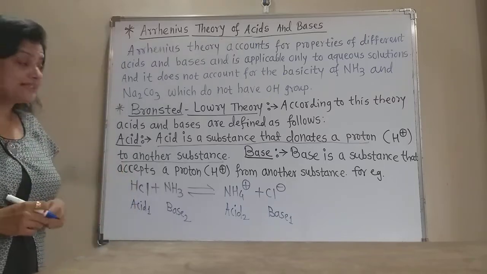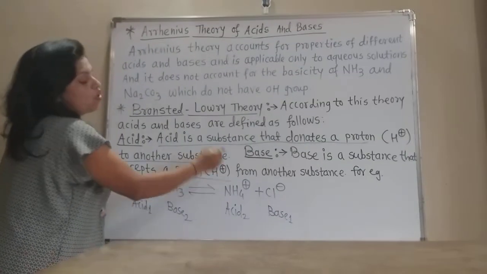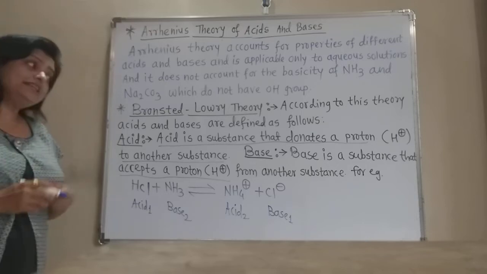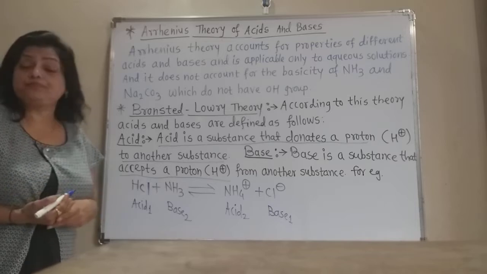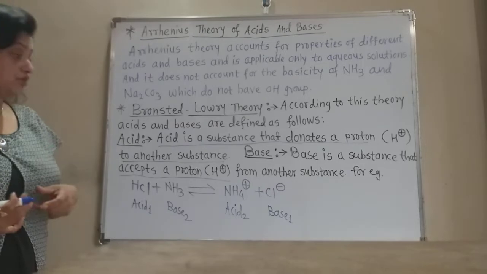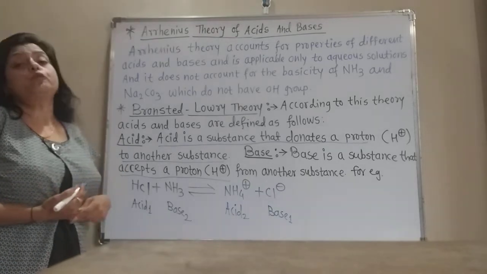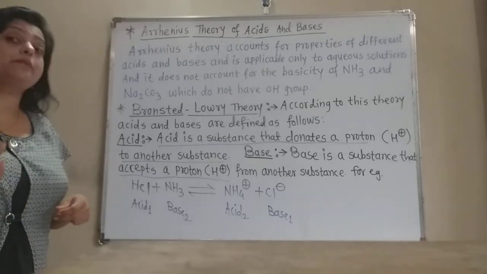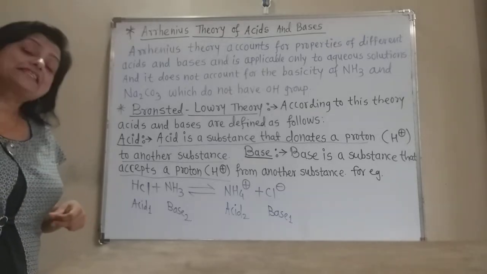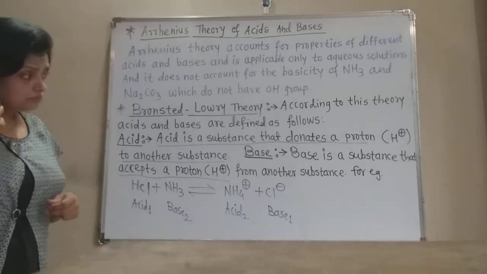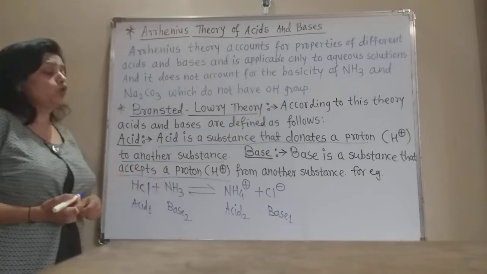And what are bases? Base is a substance that accepts a proton from another substance. That means in the definition of bases there is no OH- ion considered. Here, bases are the substances which accept a proton. So most of the substances are considered as bases if they accept the proton. That is, proton acceptors are bases.